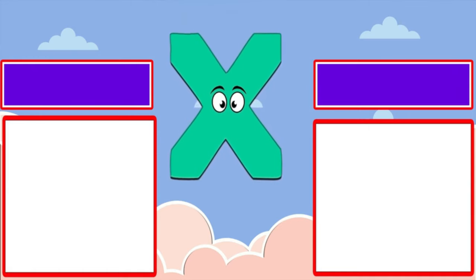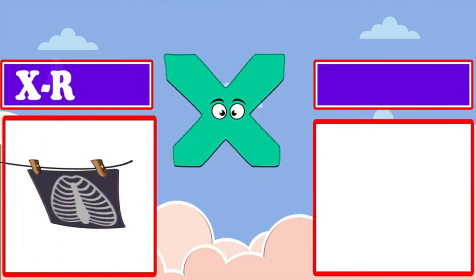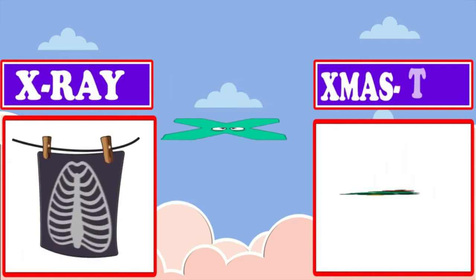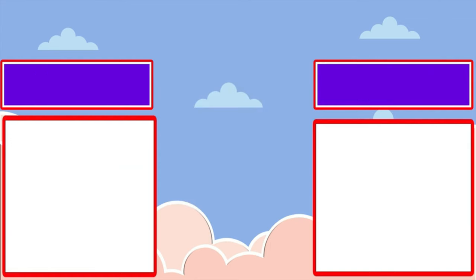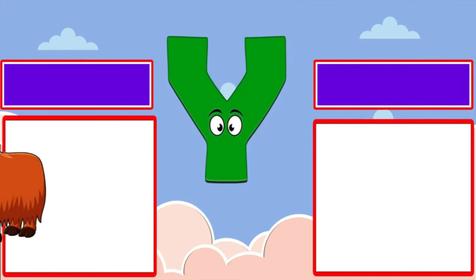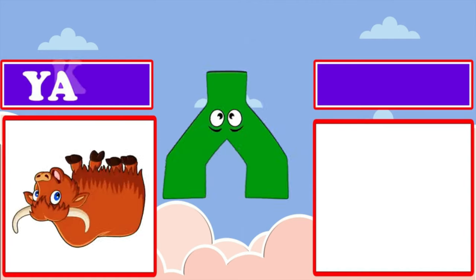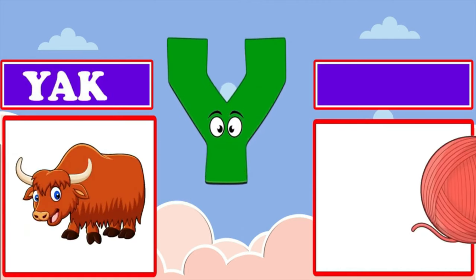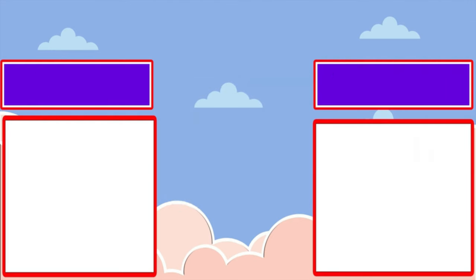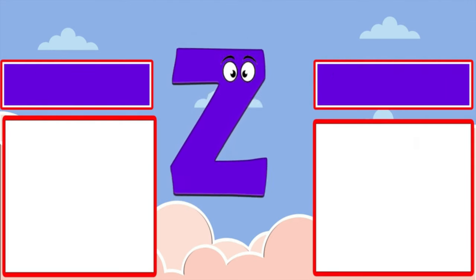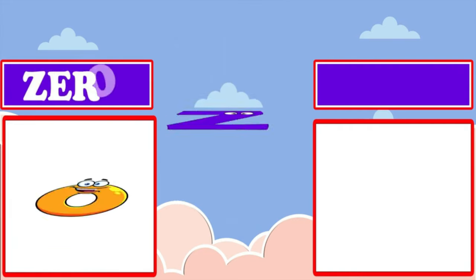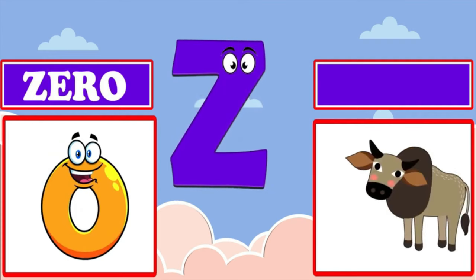X for X-ray. Xmas tree. Y for yak. Yarn. Z for zero. Zebu.